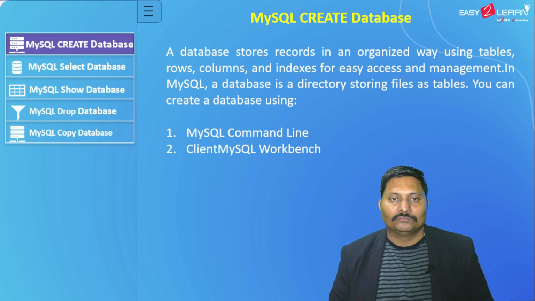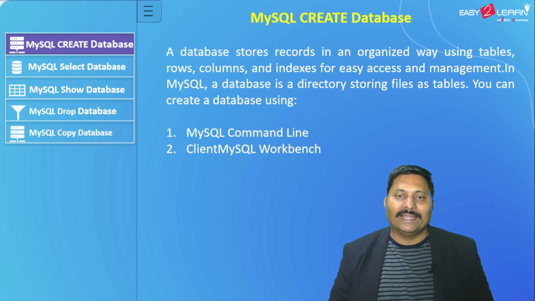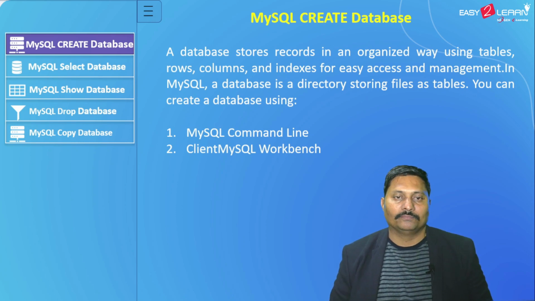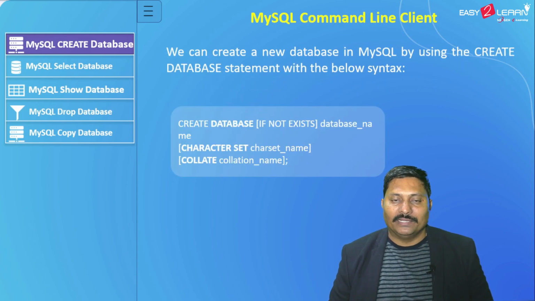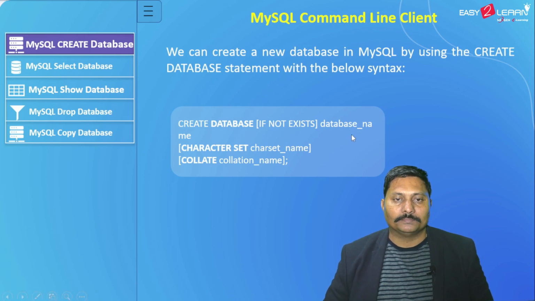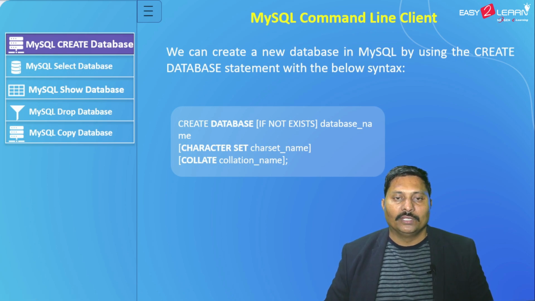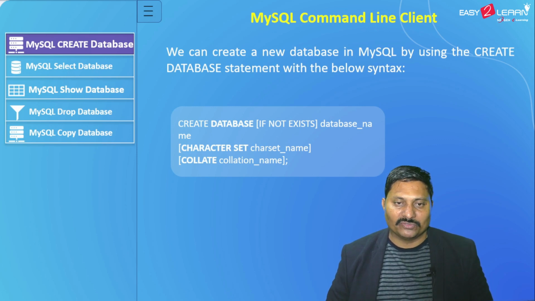Let's get started. The first thing we are going to see is the create database command. This is used to create a new database in MySQL. The syntax for the create database command is simple. Create database followed by database name. The character set name and collation name will be optional. Here, database name is the name of the database you want to create. It can be any name as long as it follows MySQL's naming conventions.